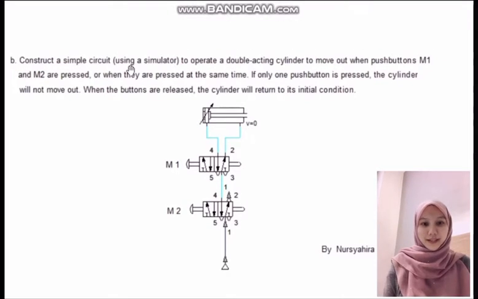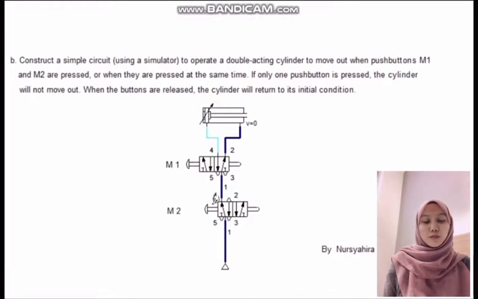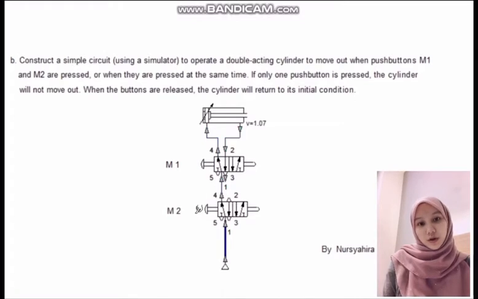Next, for Part B, construct a simple circuit using the same simulator to operate a double-acting cylinder to move out when push buttons M1 and M2 are pressed at the same time. If only one push button is pressed, the cylinder will not move out. When the buttons are released, the cylinder will return to its initial condition.